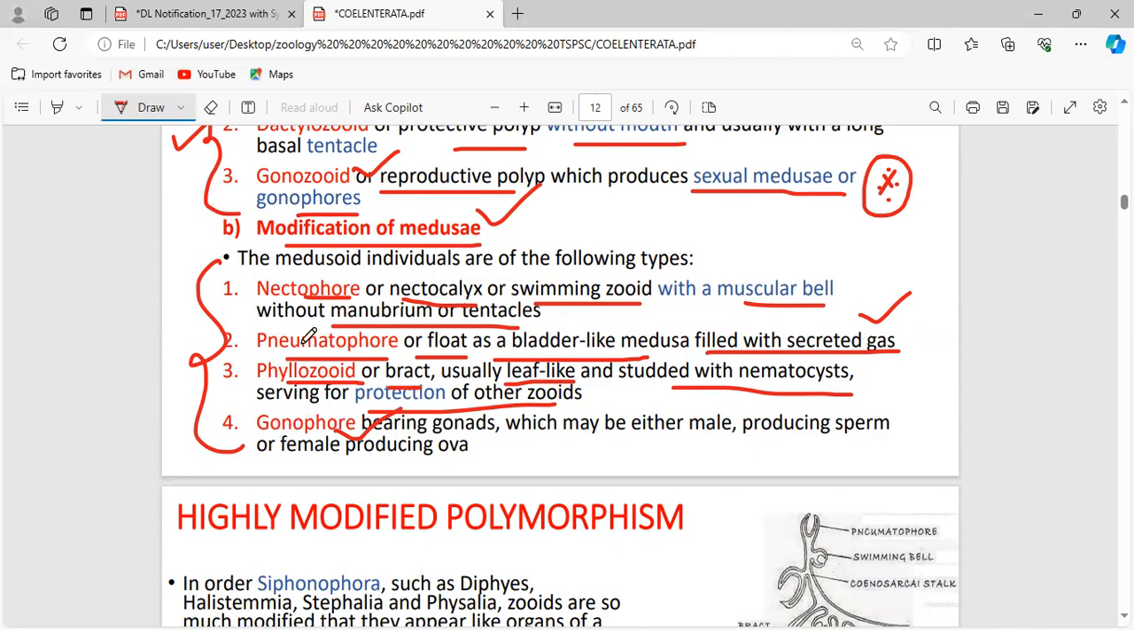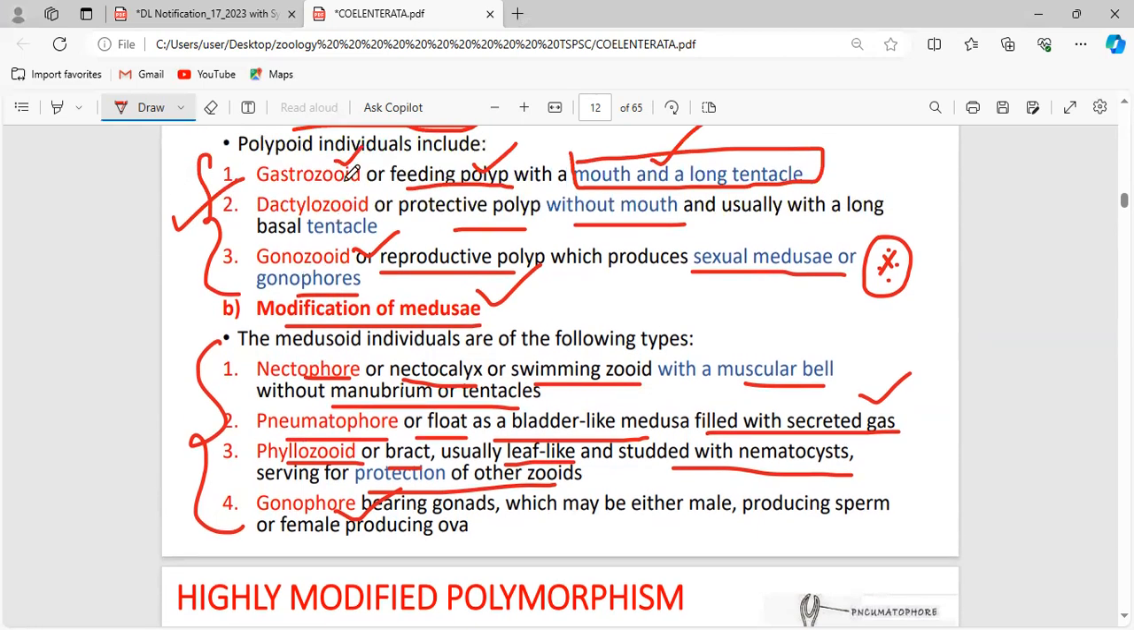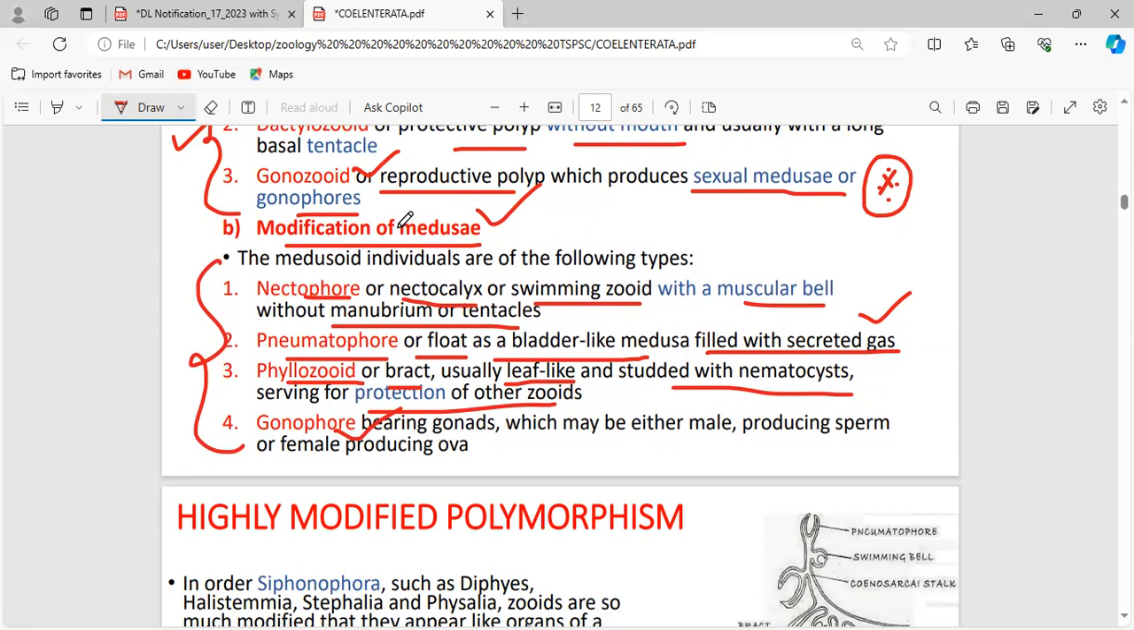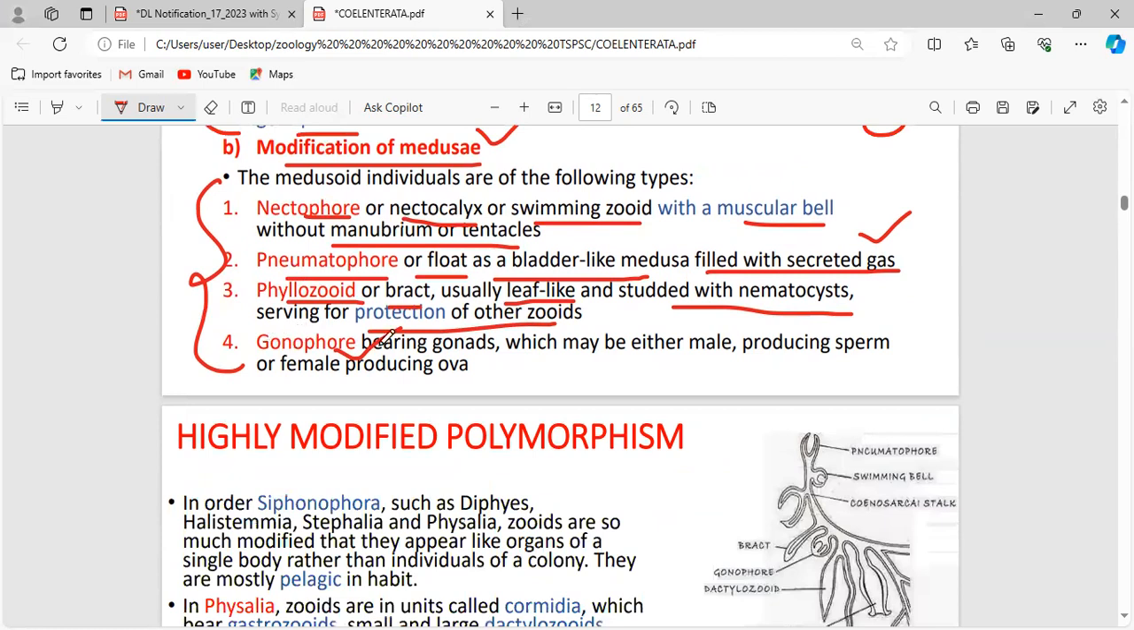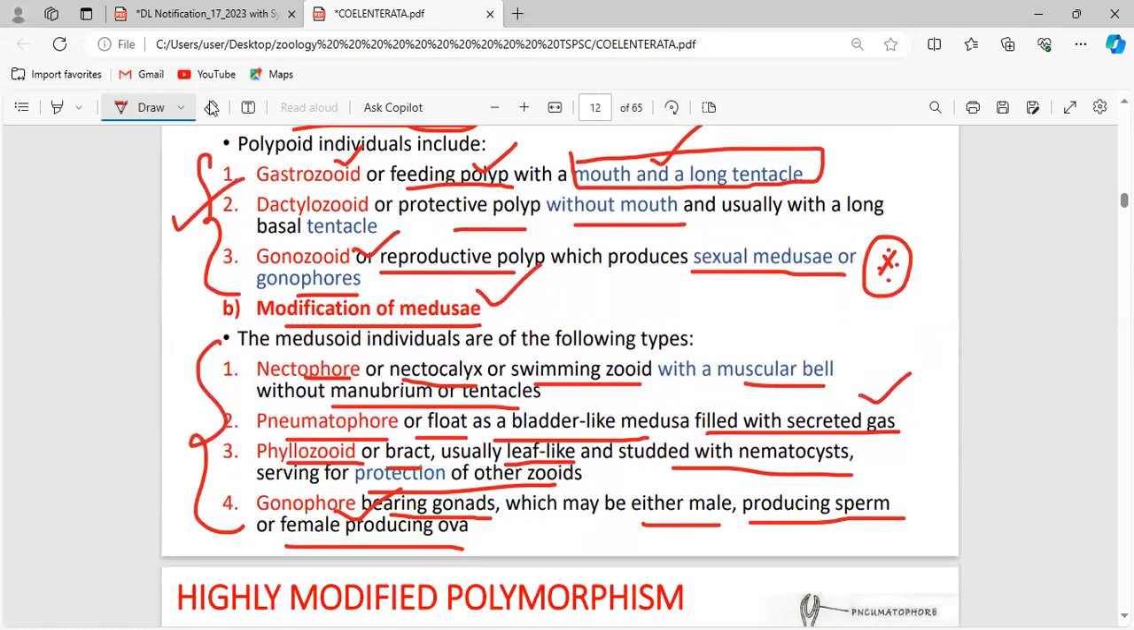That is nothing but gonophore, pneumatophore, nectophore, gonozoid, dactylozoid, gastrozoid. For all these zooids, this phyllozoid acts as a protective carrier. Okay, fine. Next, gonophore. This gonophore bears the gonads, which may be either male, producing sperm, or female, producing the ova. This is a modification of the polyp.